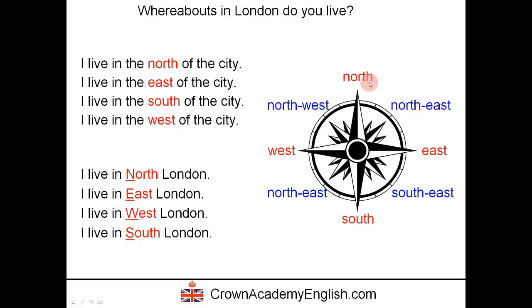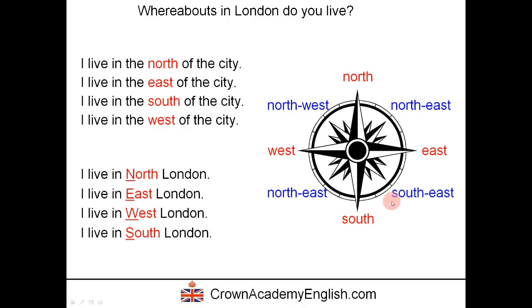And we also have midpoints. We have points between the north and the east, and we call it the northeast. When we write it, we write a hyphen between the words north and east. For example, we can say, I live in the northeast of the city. Or I can say, I live in northeast London. And it would be a capital N and a capital E.